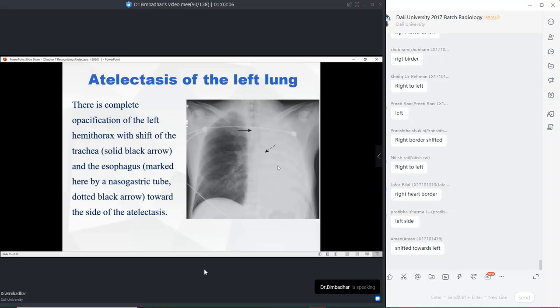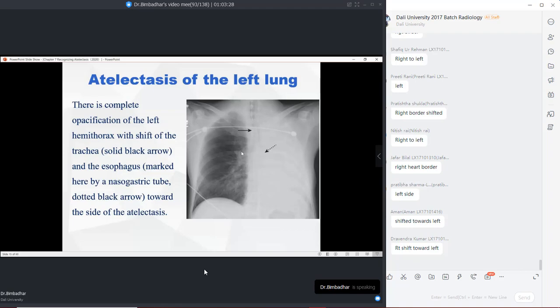Exactly. And that actually indicates that the heart has been shifted down towards the left, right? The right heart border is present over the spinal shadow, which means to say the heart has been shifted down towards the left. How can I actually understand that it has happened?